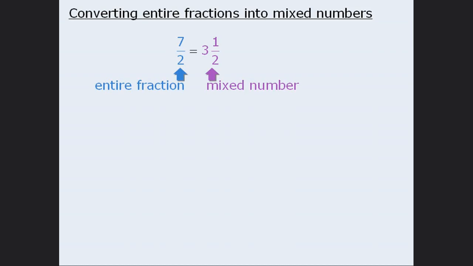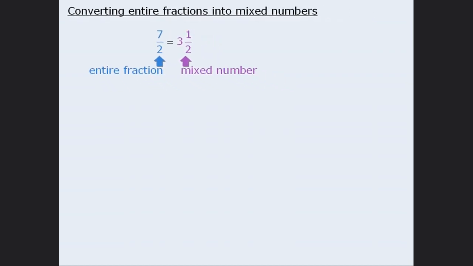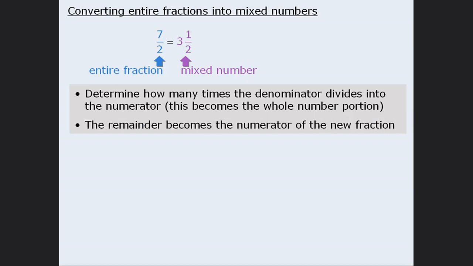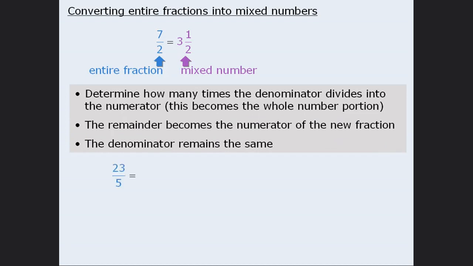So let's begin with converting entire fractions to mixed numbers. To do this, first we determine how many times the denominator divides into the numerator. Now once we divide, the remainder becomes the numerator of the new fraction, and the denominator remains the same. So, for example, to rewrite 23 over 5 as a mixed number, we first recognize that 5 divides into 23 4 times, so 4 will be the whole number of the mixed number. Now when we divide 5 into 23, the remainder is 3, so 3 will be the numerator of the mixed number, and the denominator will be the same as in the entire fraction.